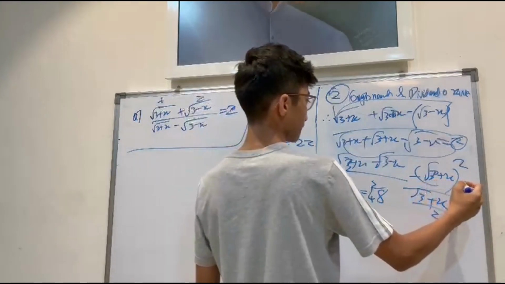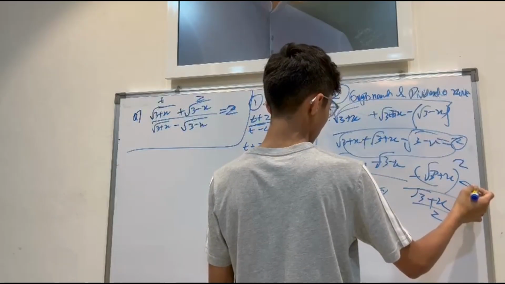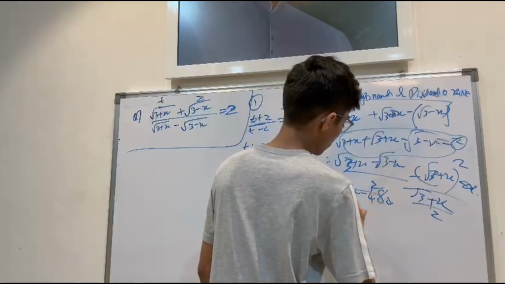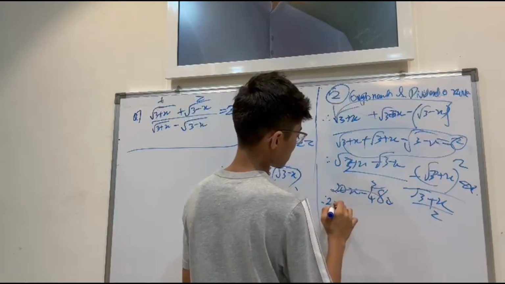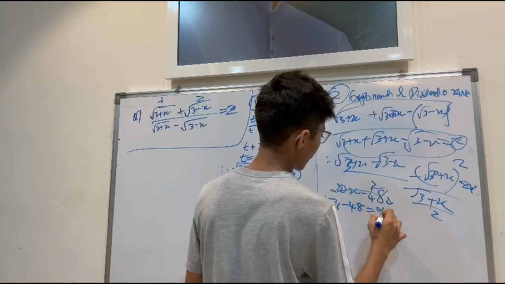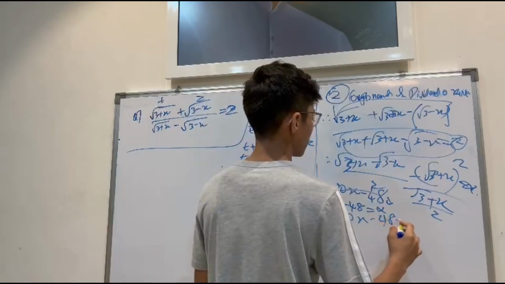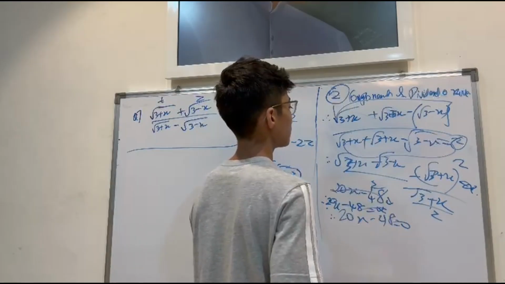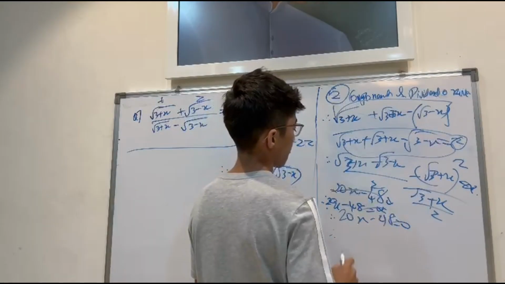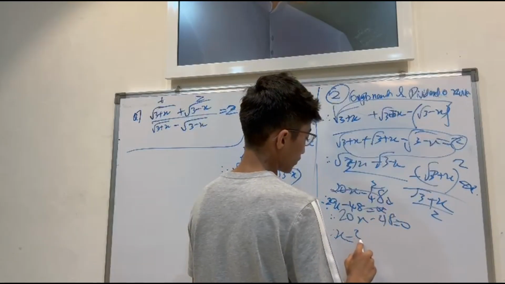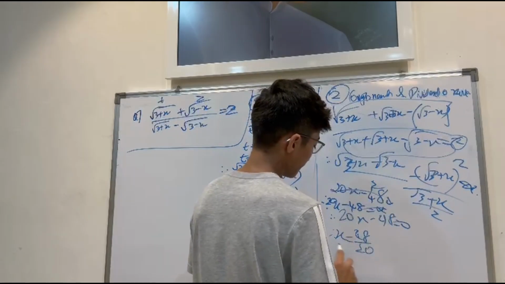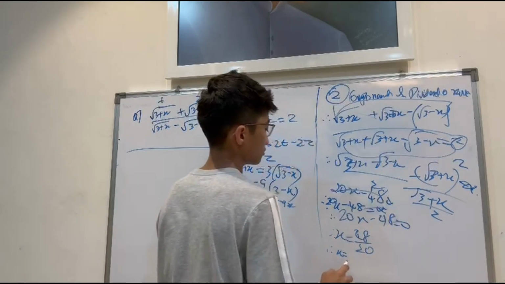We get, this is equal to some answer alpha. So 20x minus 48 is alpha. 20x minus 48 equals 0. Not alpha actually, because it's a constant. X is equal to 48 by 20. X equals 2.4.